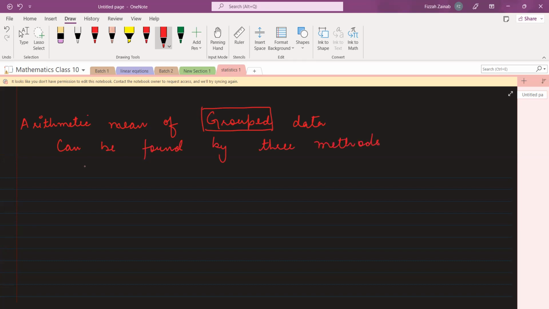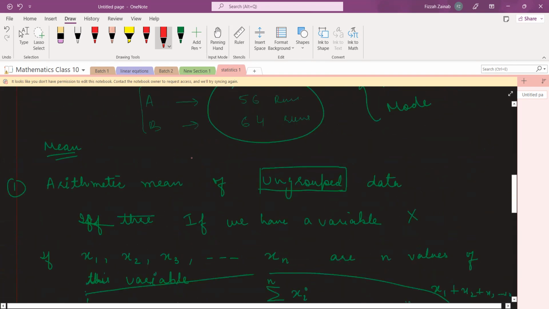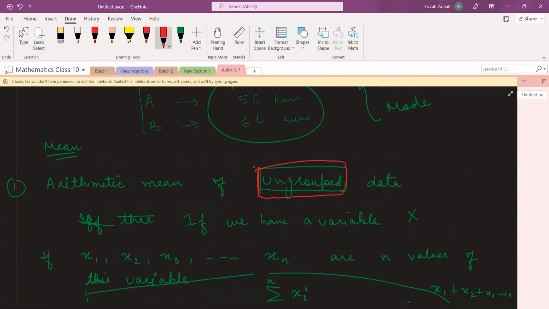Let me see ungrouped data. Ungrouped data is the one, this one is ungrouped data. So there were no groups, right? Discrete values.